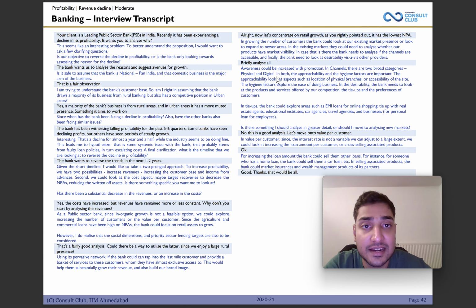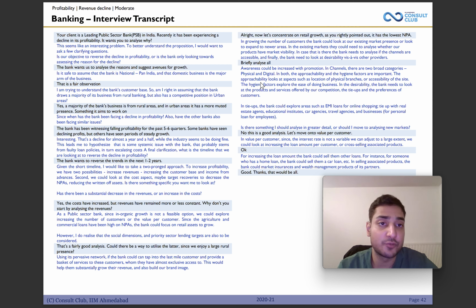In both, the approachability and the hygiene factor are important. The approachability looks at aspects such as location and physical branches and accessibility of the sites. The hygiene factors explore the ease of doing business. In the desirability, the bank needs to look at the products and services offered by our competitors, the tie-ups, and the preference of the customers.